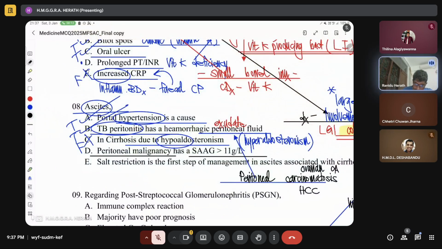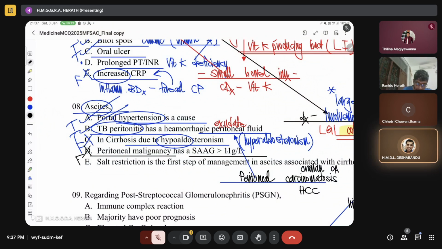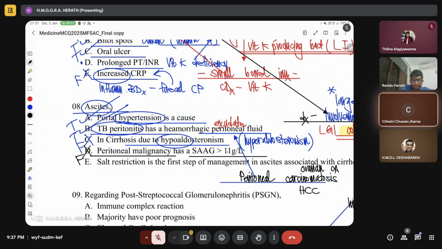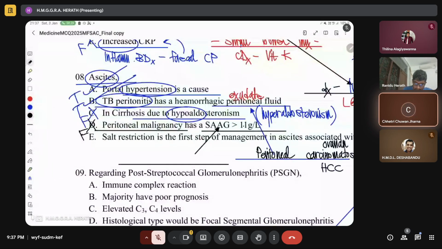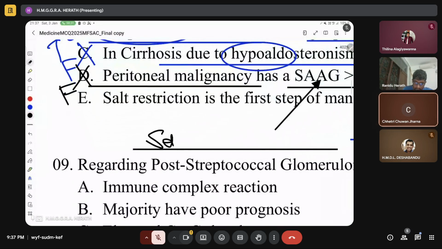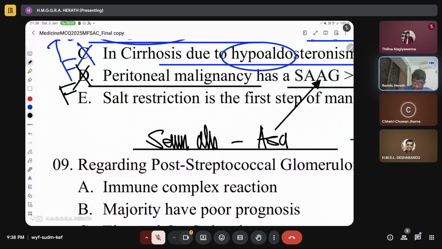In peritoneal malignancy, SAAG is more than 1.1. True or false? Less. That is an exudate. False. What is SAAG? Serum albumin to ascitic fluid albumin gradient. And if there is exudate, does ascitic albumin decrease or increase?